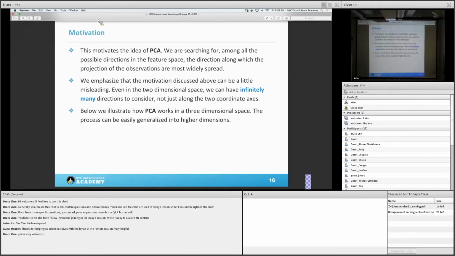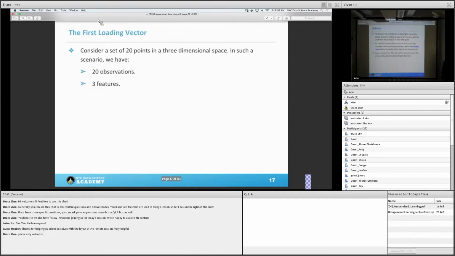So below, we are going to give you a three-dimensional example. But in general, the power of algebra allows you to work with PCA even though the visualization cannot go beyond three dimensions.